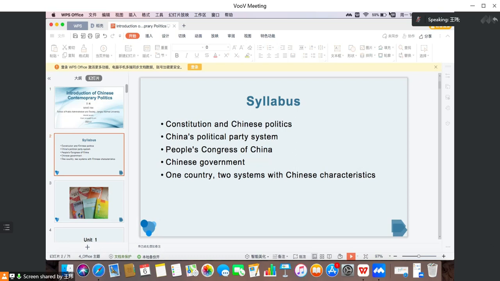Yeah. And the last one is, I don't know whether you can understand this political system. We call it in English one country, two systems with Chinese characteristics. Do you know this political system? One country, two systems. Do you know which regions are playing this system?